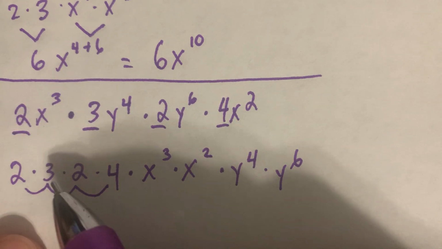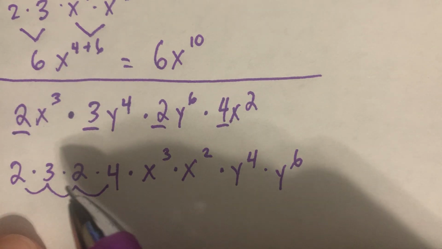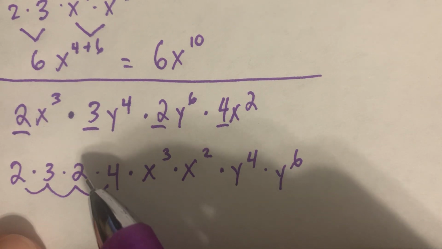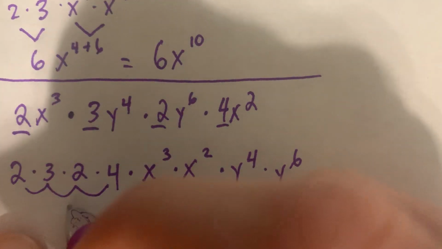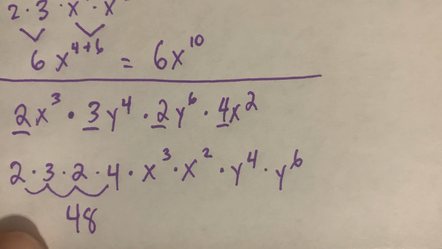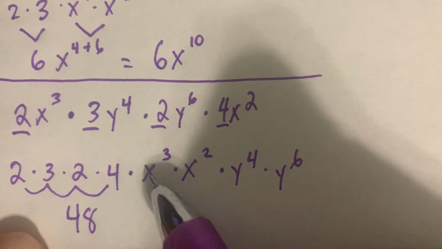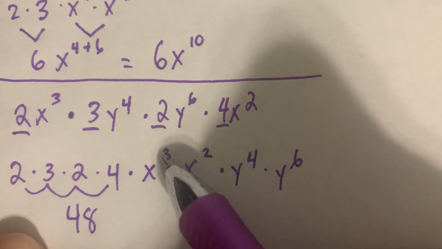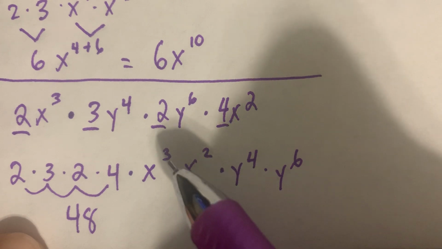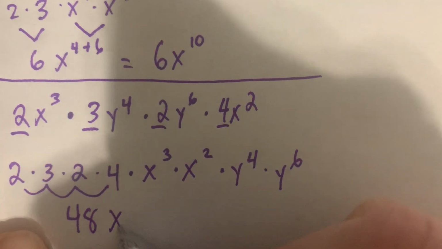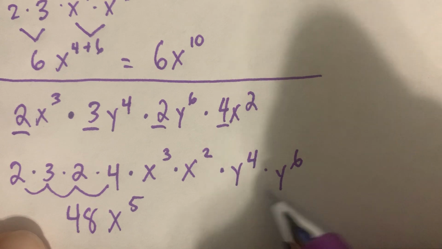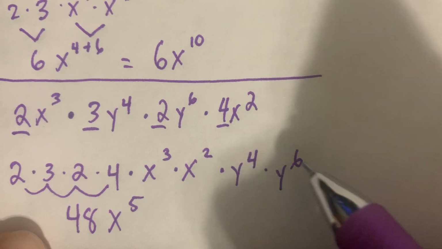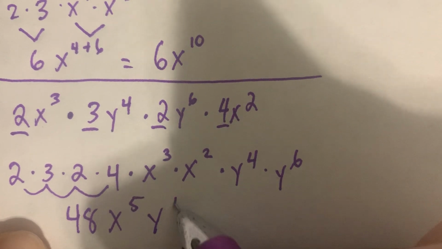So 2 times 3, that is 6. 6 times 2, that's 12. 12 times 4, that's 48. So 48 there. X to the third times x to the second power. Again, we're going to add these two together. So it's going to be 3 plus 2. That's x to the fifth. And then for the y's here, again, we're going to add the exponents together. So it's going to be y to the 10th.